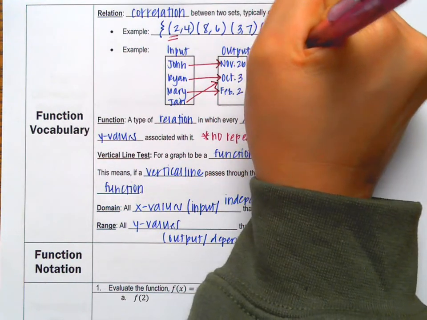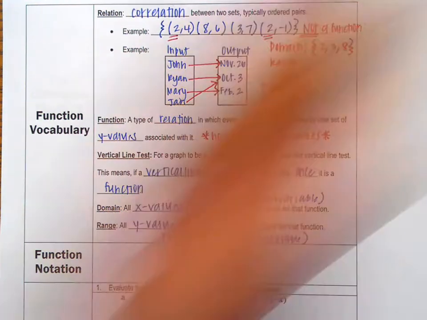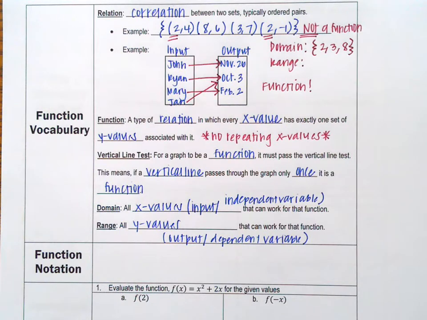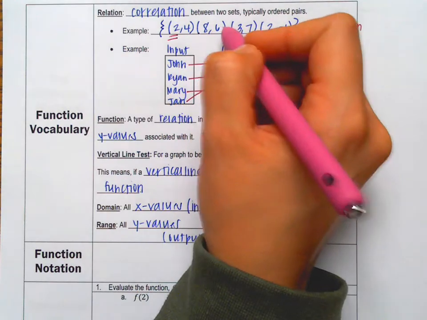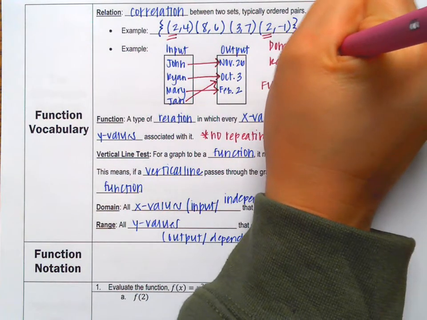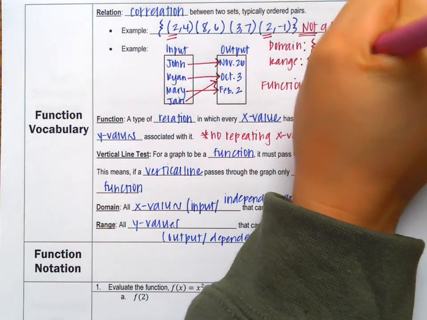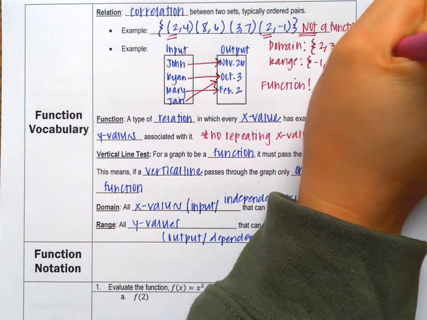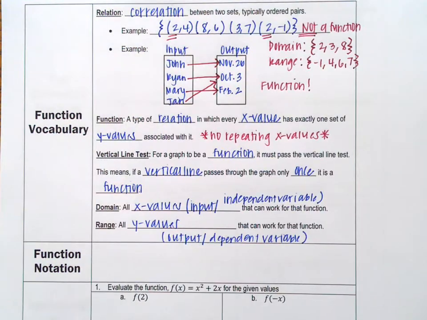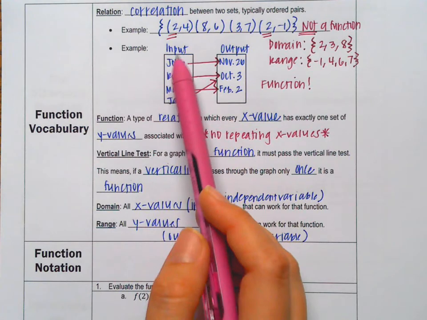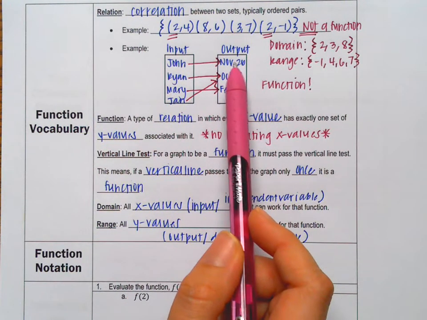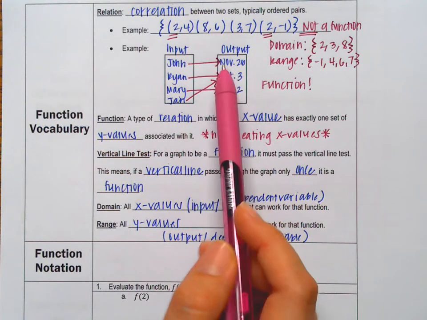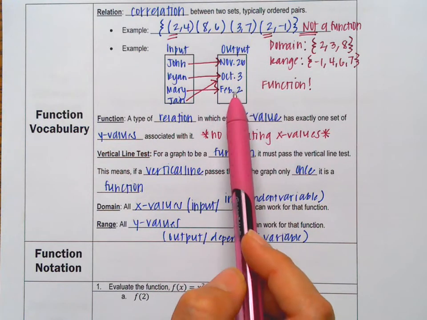And then the range would be looking at the y values. So again, we'd write it from least to greatest. So -1, 4, 6, and 7. Now we could do the same thing here. The domain would be John, Ryan, Mary, and Jan. And then the range would be November 6th, October 3rd, and February 2nd.